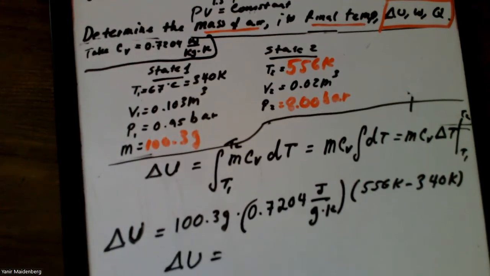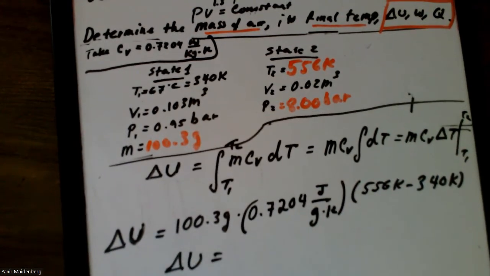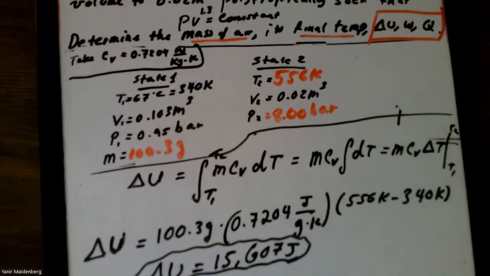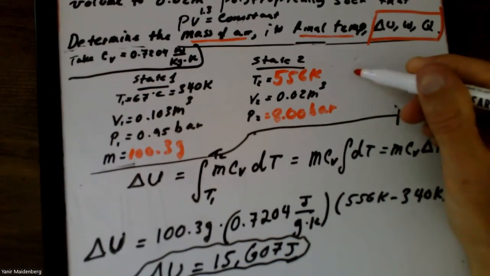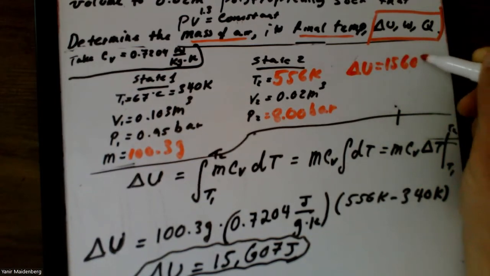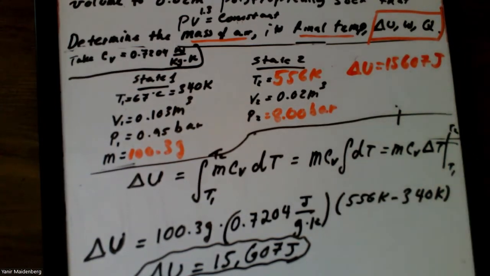So delta U in our case, once you substitute all of that in, is 15,607 joules. Okay. So that gives us that. So that here I'm going to write delta U is 15,607 joules. Okay. So I want to talk two words about that.